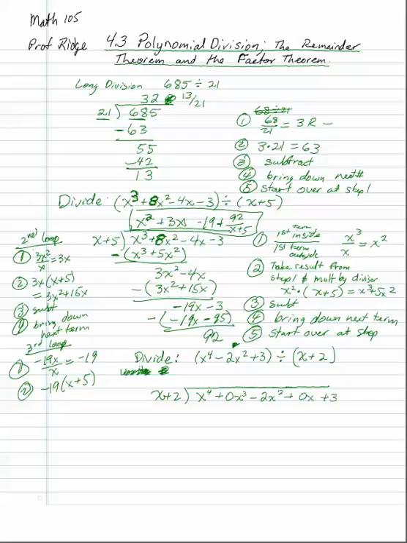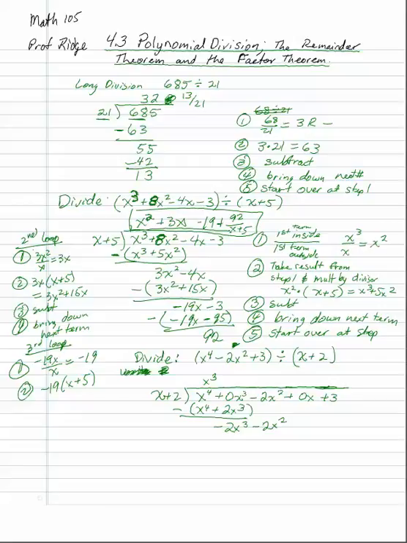0x plus 3. So the x term's missing also. And we're going to divide it by x plus 2. So we're going to start with our first loop. x to the 4th divided by x is going to be x cubed. We multiply. x cubed times x plus 2 is x to the 4th plus 2x cubed. We're going to subtract. So we get minus 2x cubed, because don't forget, we're distributing the minus sign. Bring down the next term. And we start over.